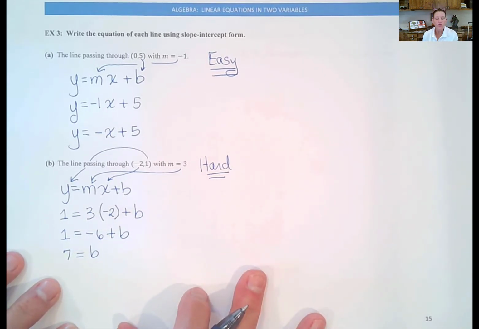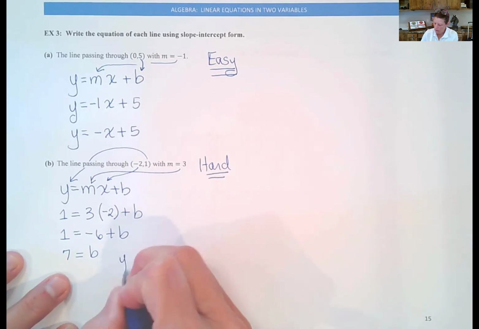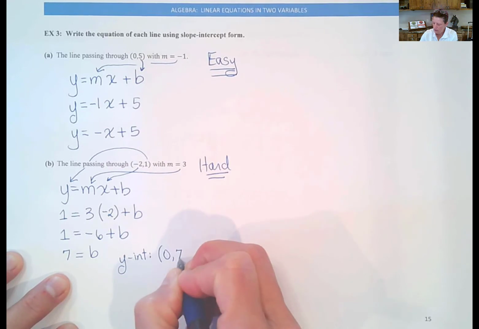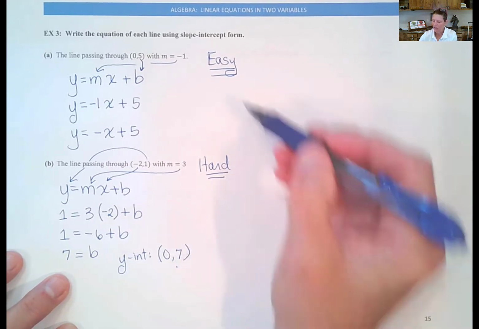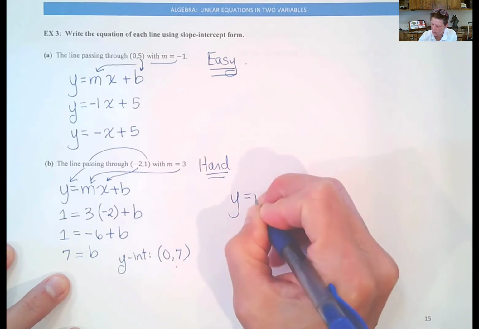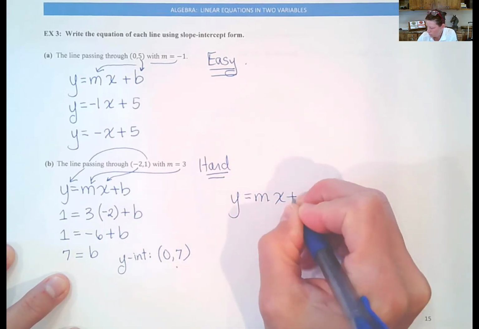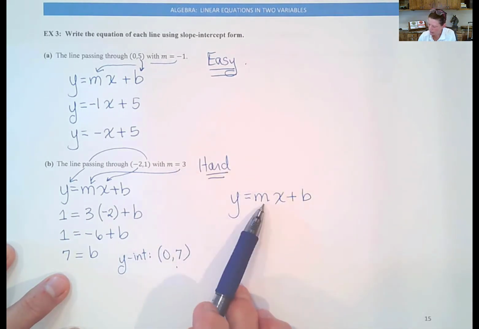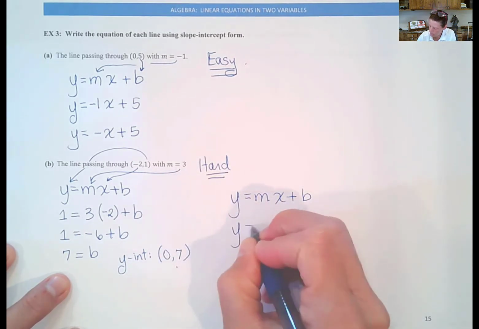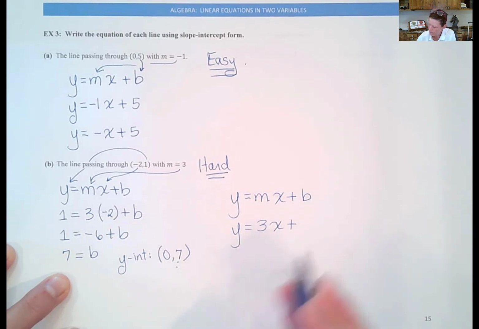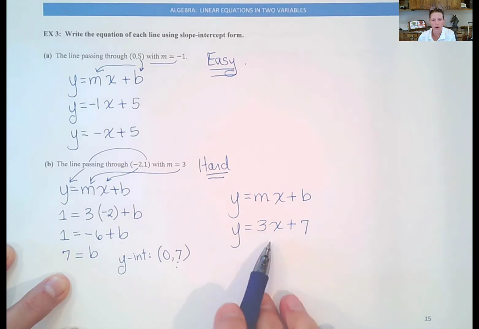So now we do indeed know, okay, the coordinates of the y-intercept are 0, 7. And now this has become the easy problem and is ready for direct substitution into our slope-intercept form. Okay, we know the slope is 3. And we've determined that b is 7. And so our answer in slope-intercept form, y equals 3x plus 7.